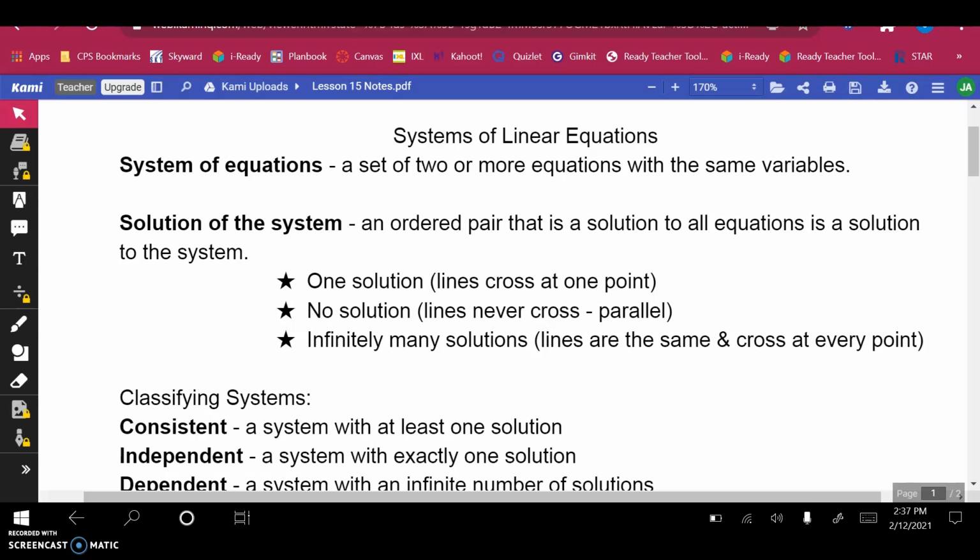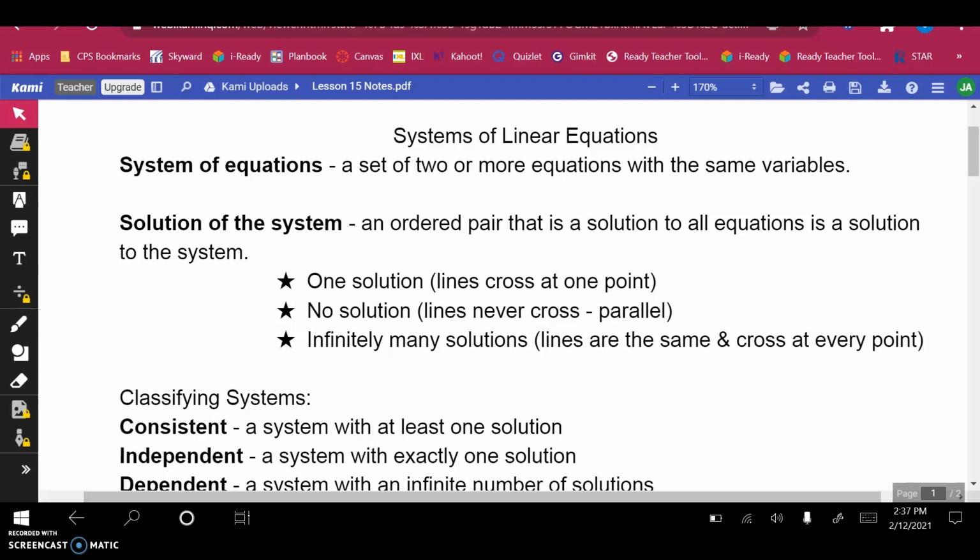For this lesson, we are going to talk about systems of linear equations, and a system is when we have a set of two or more equations with the same variables. So the definition does say two or more, but in pre-algebra and even algebra 1, we will only look at two equations at a time.